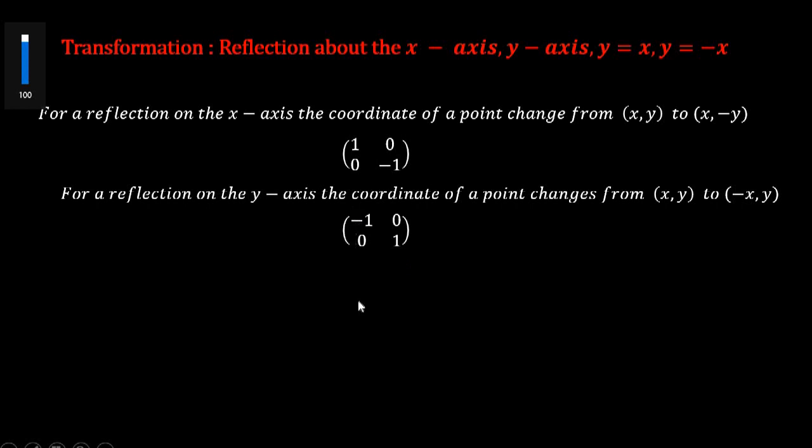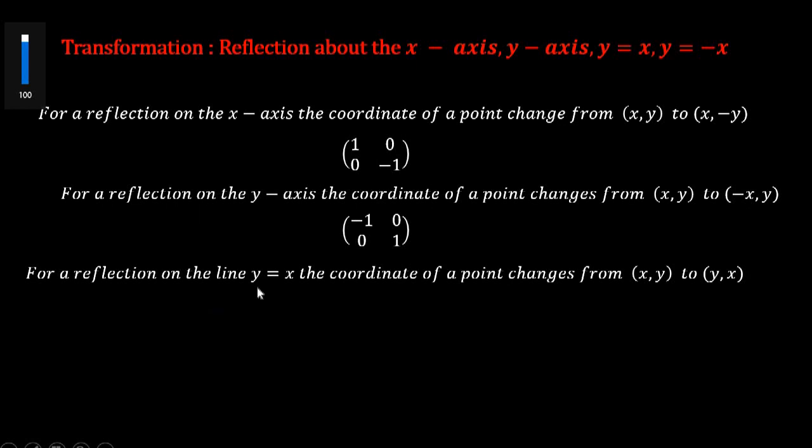The matrix on the x-axis is 1 0 and 0 1 for the y-axis. The unit vector 1 0 0 1, 1 0 on the x-axis, 0 1 on the y. So if it changes from xy to negative x comma y on the y-axis, it means the x coordinate has changed. That is why instead of 1 0 now it is negative 1 and 0.